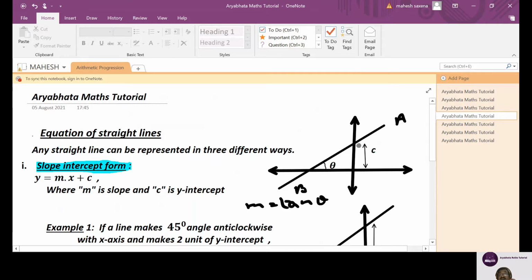And if it makes an intercept of c on the y-axis, therefore its equation will be y = mx + c.